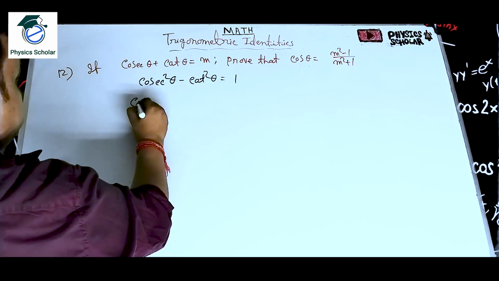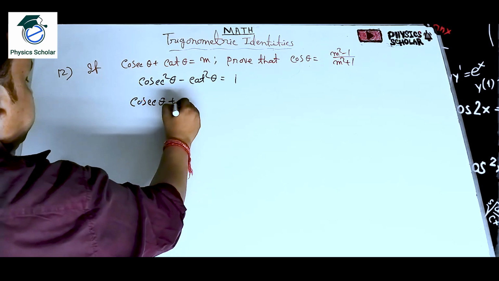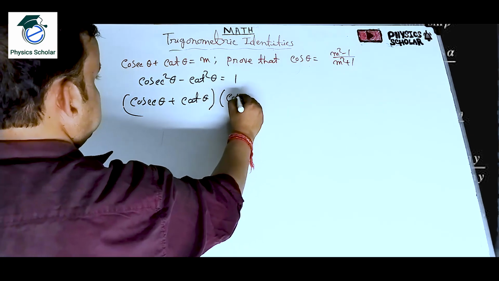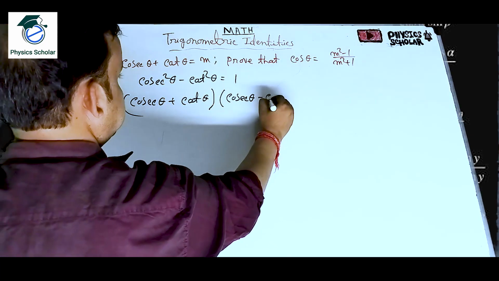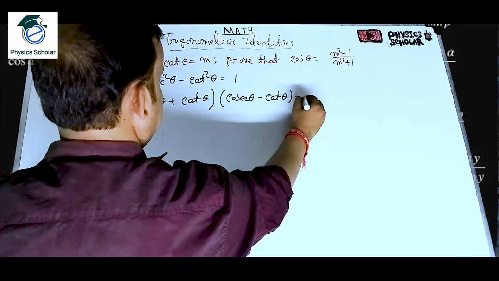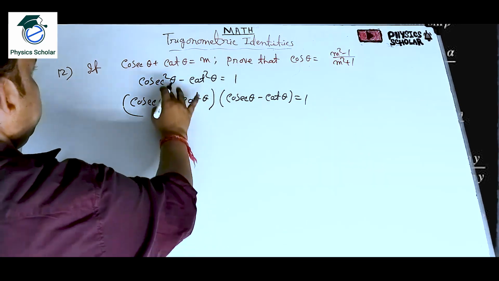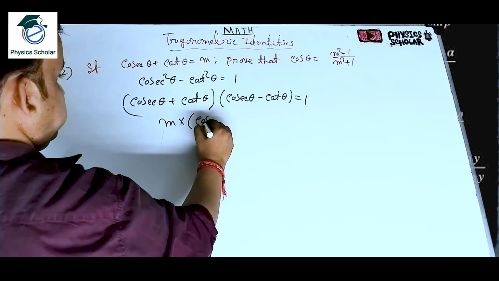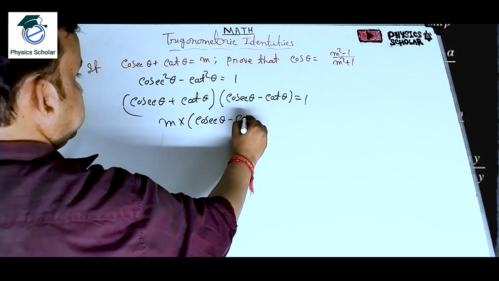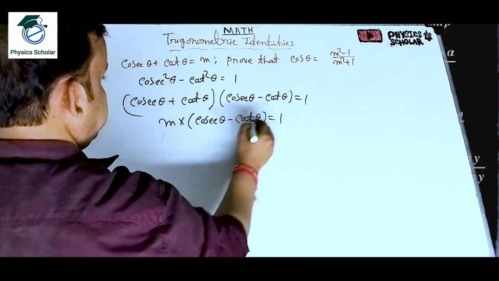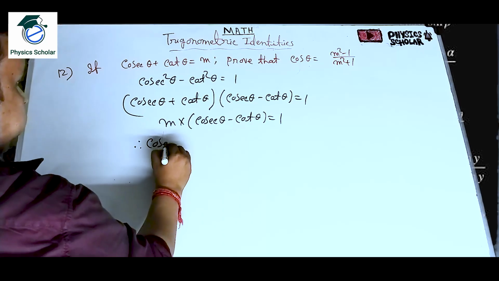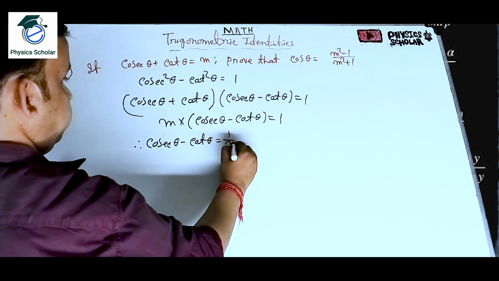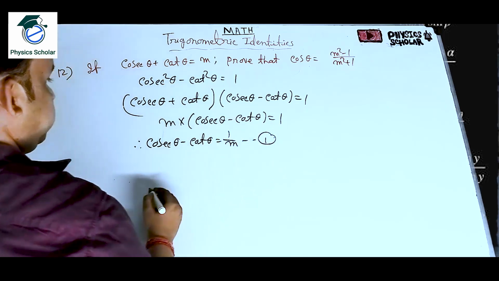A square minus b square. So cosec theta plus cot theta into cosec theta minus cot theta is equal to 1. Okay. So what is the value of cosec theta plus cot theta? m. Into what? Cosec theta minus cot theta is equal to 1. That means cosec theta minus cot theta is equal to 1 by m. Equation number 1. Clear?